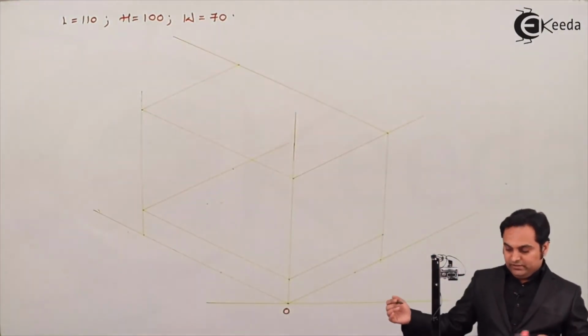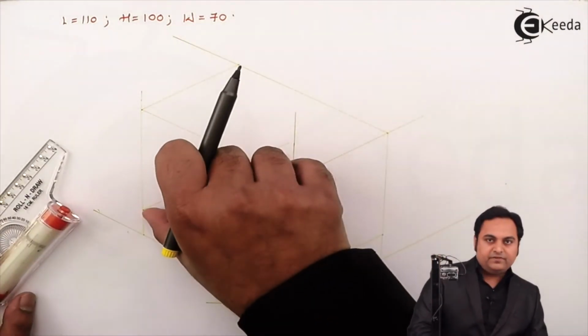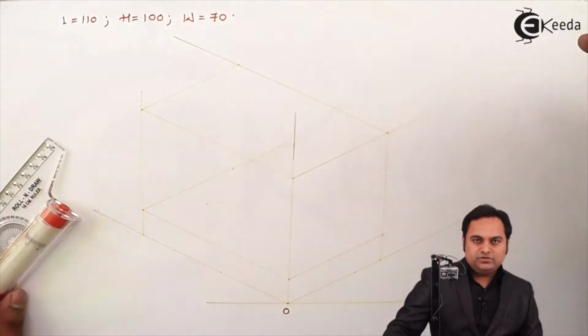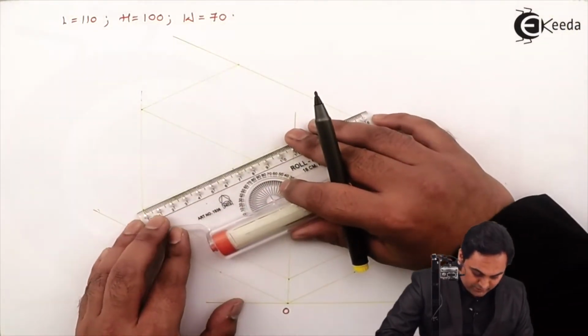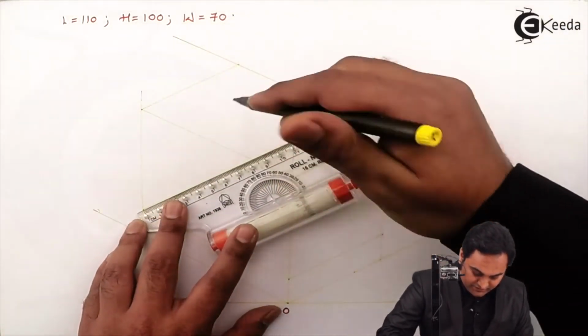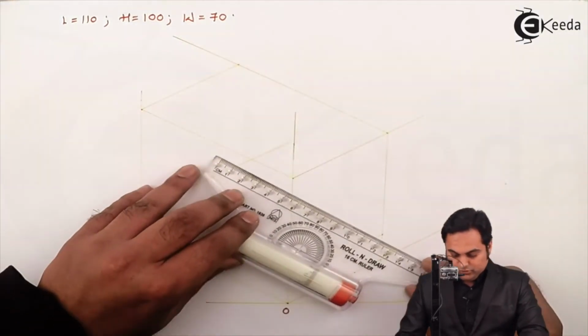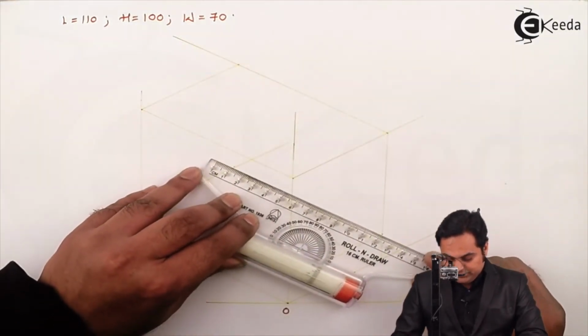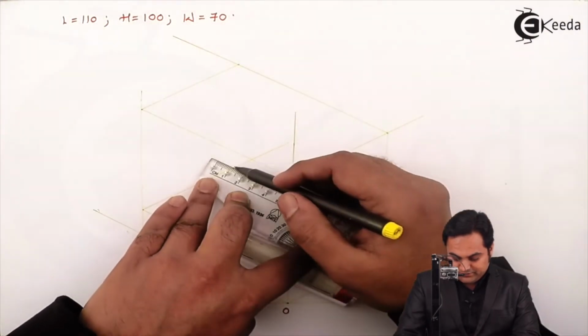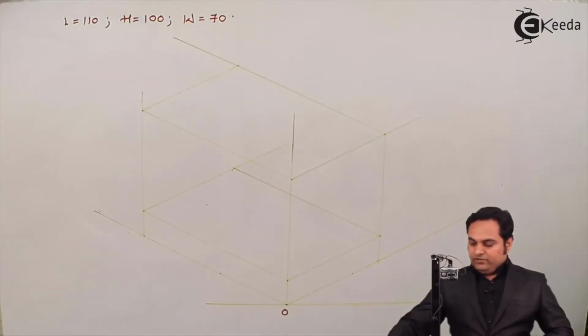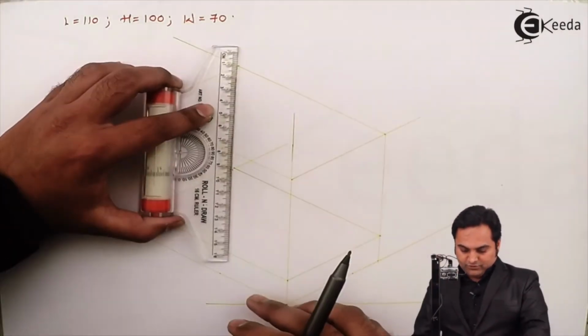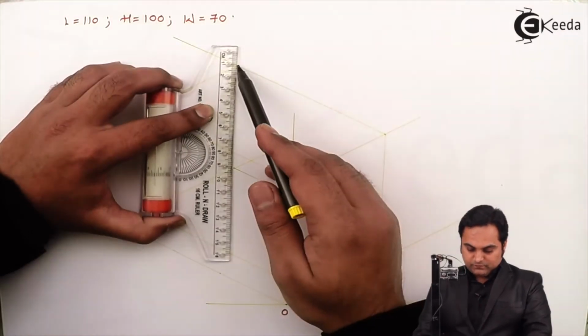So drawing a light line. Next, over this, I'll be marking the total width, which is 70 mm. So I'll just take the distance 70 and then join these 2 points to get the complete surface. So after getting this surface, I'm joining these 2 points.